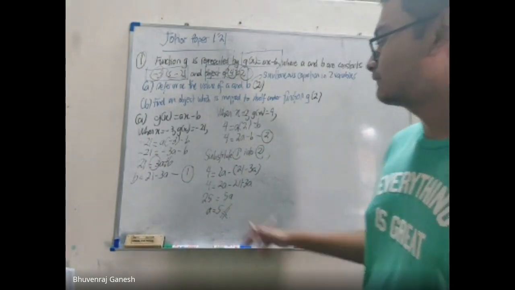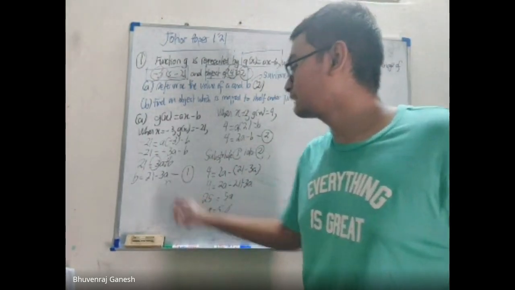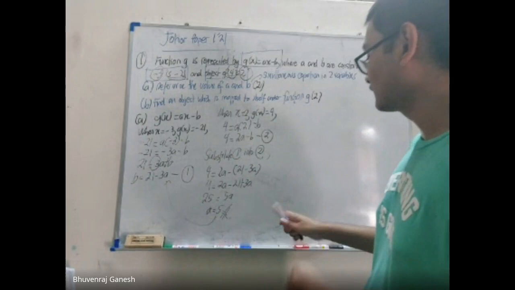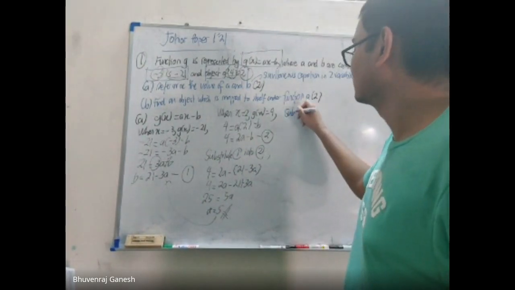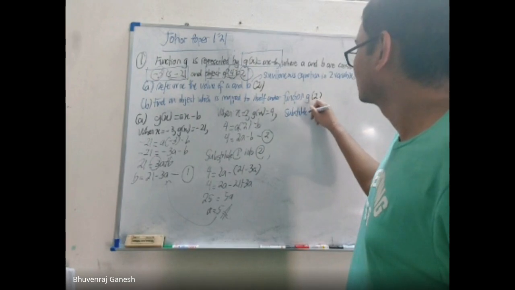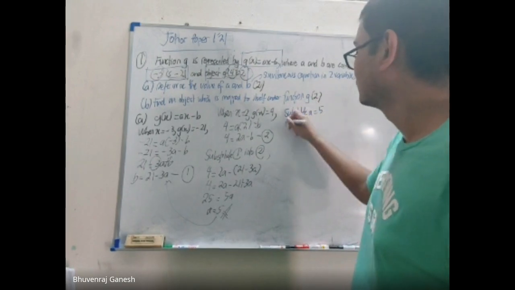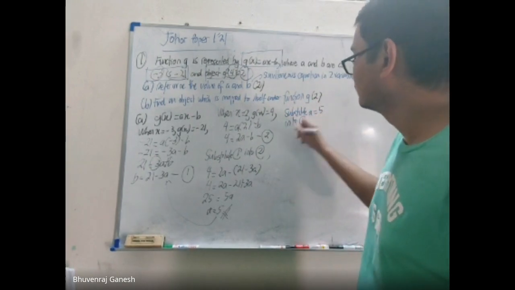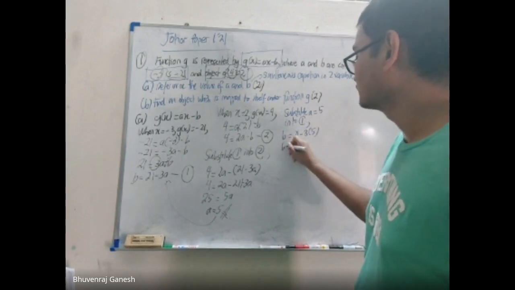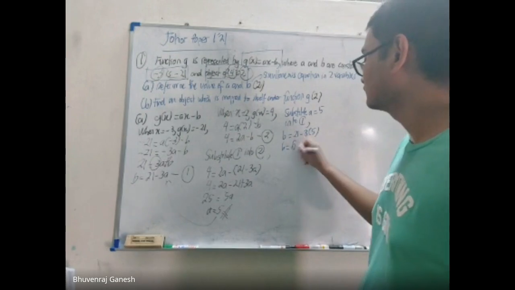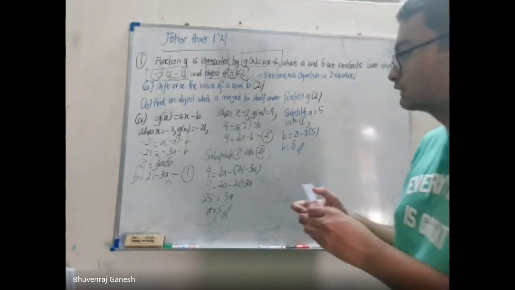So then how to find back b is you put this a inside here. So what you will get is, you can write substitute a equals 5 into 1. So b is 21 minus 3, 5. So b will be 6. Done. The first question you already addressed.